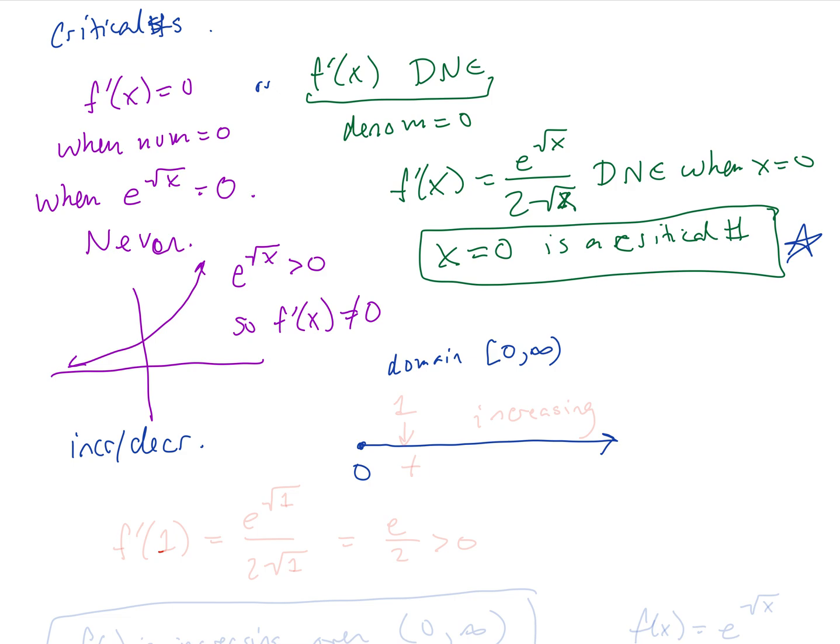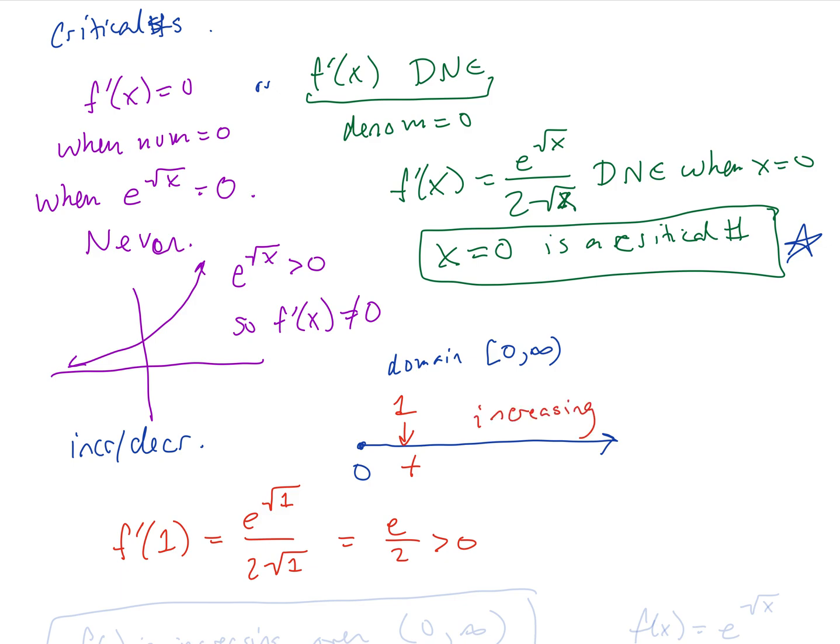We can test any value greater than 0. Let's test x equals 1 because that's just easy to plug in. And we are going to see is the derivative positive or negative at 1. F prime of 1 is e to the square root of 1 divided by 2 times the square root of 1. And so that's e over 2, and that is greater than 0. So we see that the first derivative is positive there, and that means that the function is increasing over this interval.